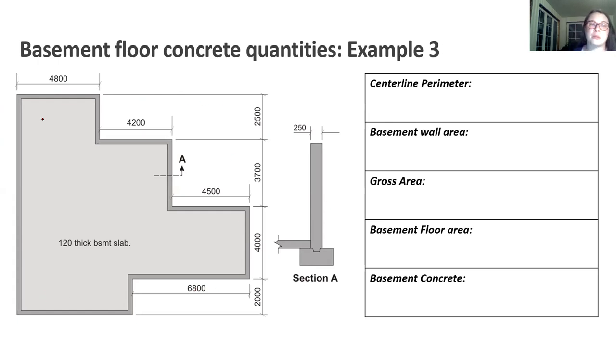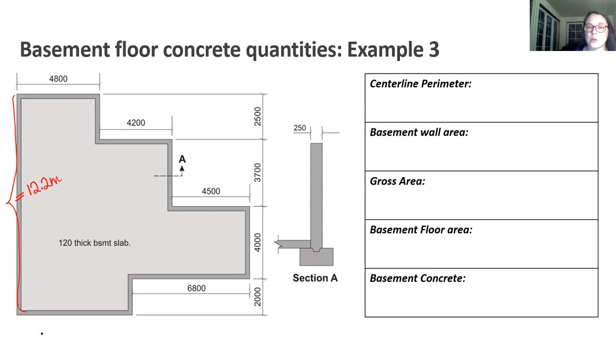But first, centerline perimeter. So first of all, because I'm going to get probably too close to the edge here, I want to figure out what's the length of that side. So we're going to add these 4 measurements together. When you add them together, you will find the long side is 12.2 meters.